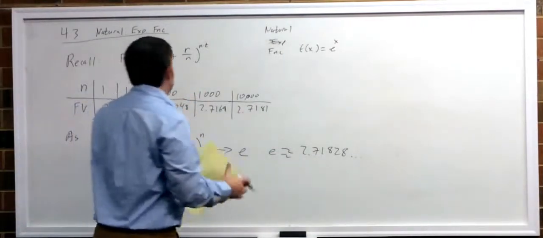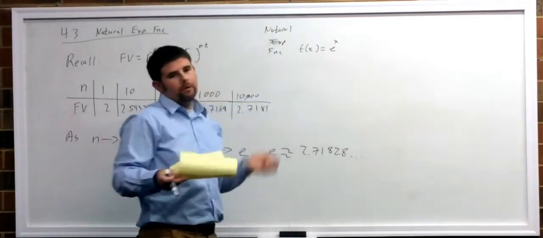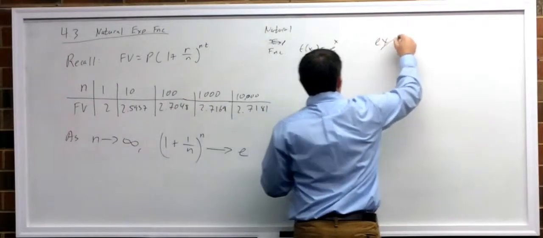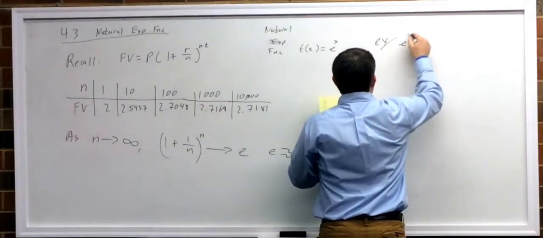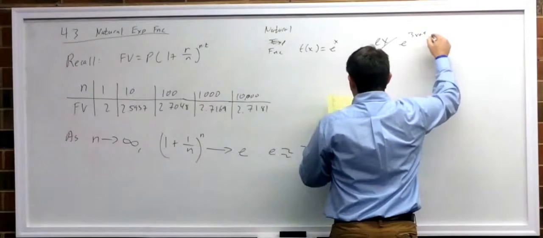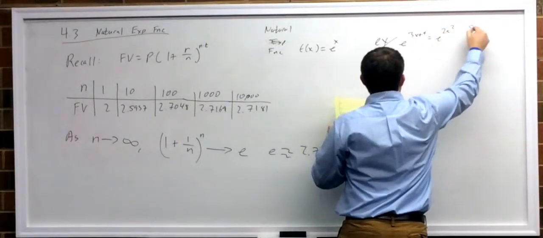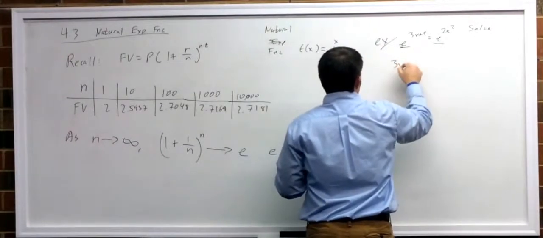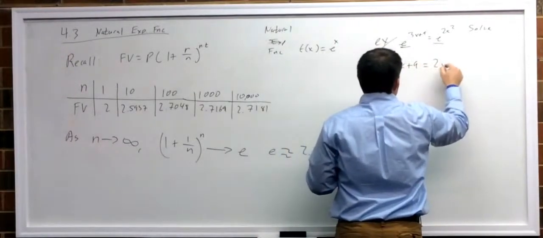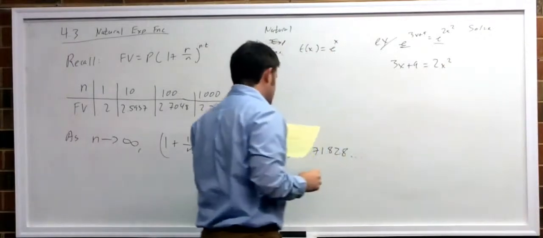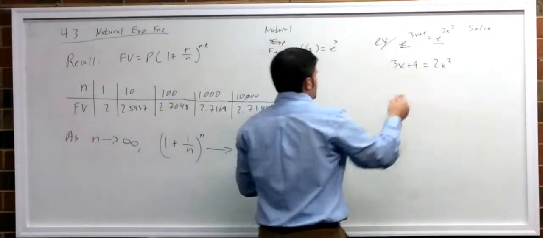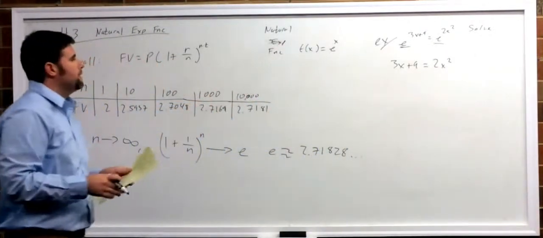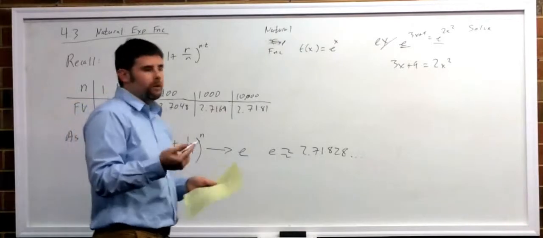Alright, dealing with a natural exponential function is the same as dealing with any other exponential function. The rules are the same, so if I gave you something like e to the 3x plus 9 equals e to the 2x squared and told you to solve, well, the bases are the same, so we do it the same way we've done before, and that's just set your exponents equal and solve from there. Obviously you guys know how to solve this.